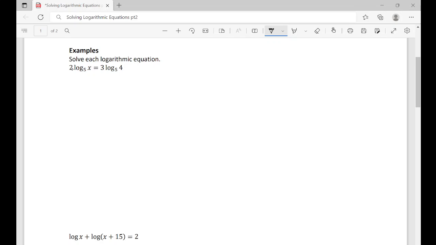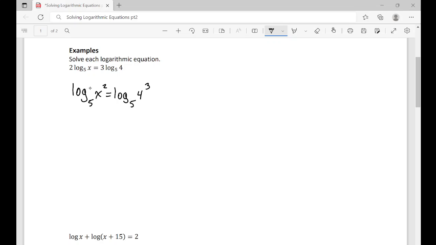So for the first logarithmic equation, we have 2 log base 5 of x equals 3 log base 5 of 4, and we want to solve this. Well, the first thing is we need to use one of the laws of logs to simplify it. The rule we're going to use is the power rule. We're going to take our coefficients and move them back as exponents. So we're going to get log base 5 of x squared equals log base 5 of 4 cubed.